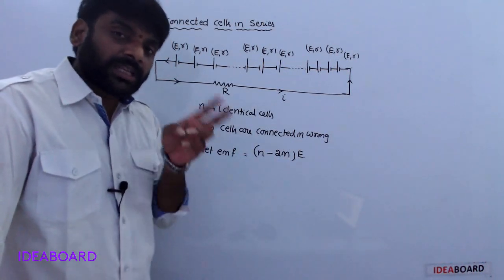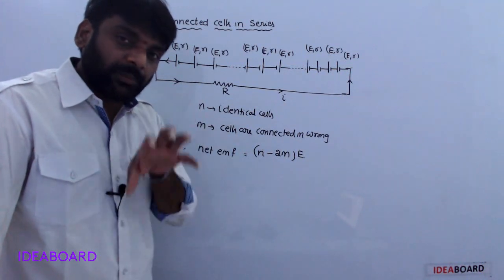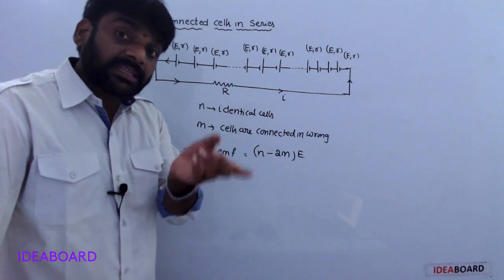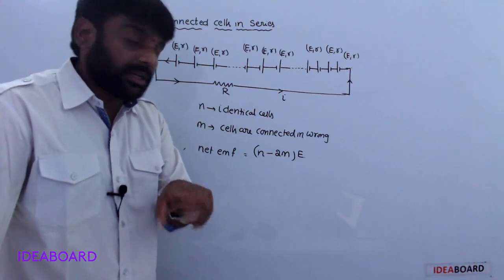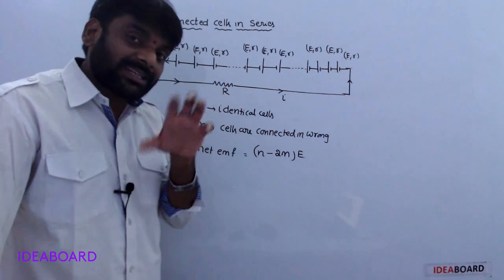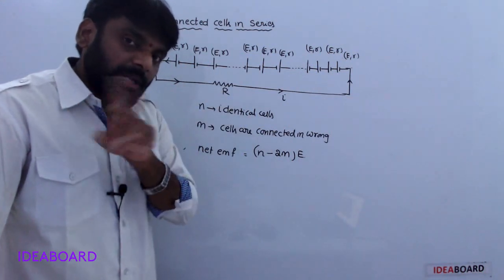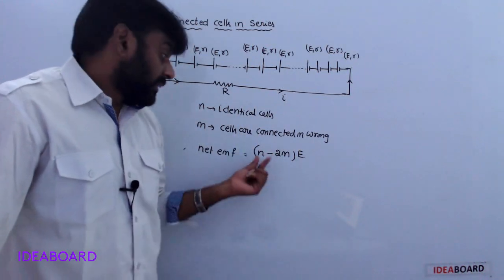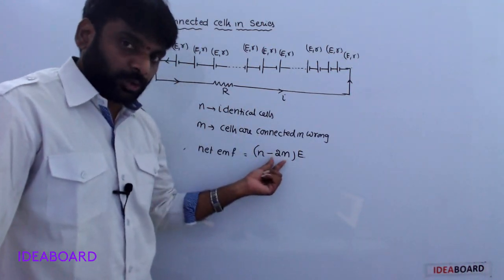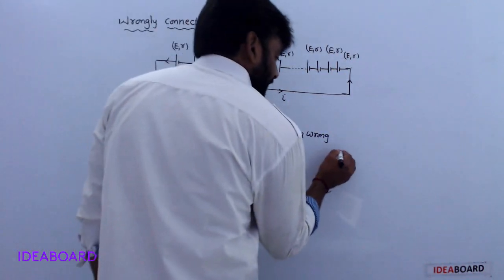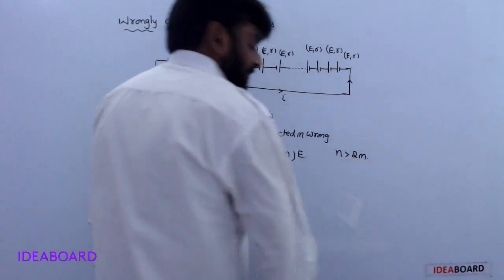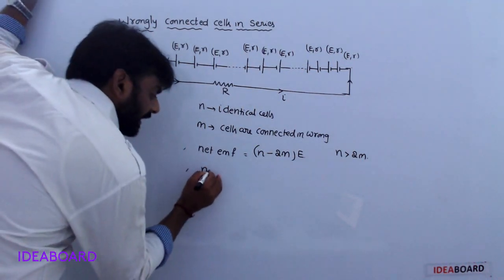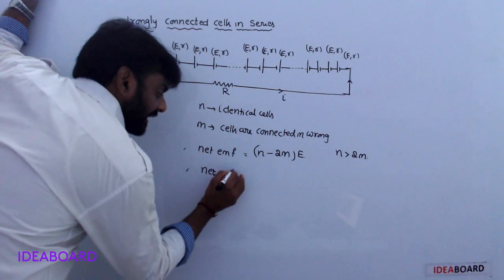Two cells connected in the wrong way means how many cells are in opposition here? Four cells. Three cells means six cells are in opposition. Here m cells means 2m cells are in opposition. So n minus 2m. N cells, opposition cells are 2m. See here, n is greater than 2m. Net internal resistance.